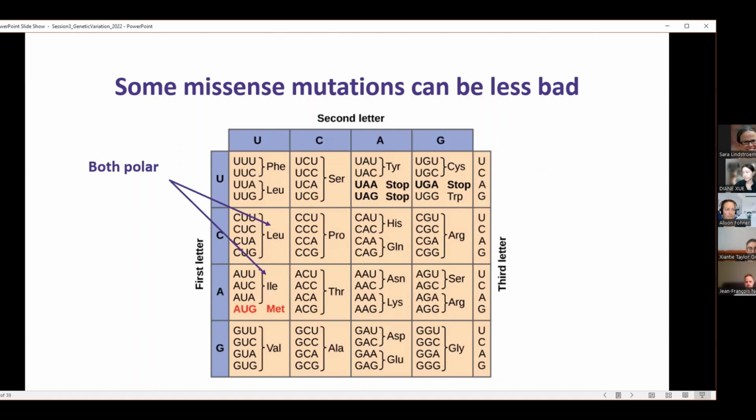Some of these mutations can be more or less bad depending on the type of amino acid that's swapped. So what I've pointed out here is that changing from a leucine to isoleucine in terms of what amino acid is put into a protein sequence maintains the polarity of the amino acid. And so the effect of swapping out that amino acid is less severe than what we might expect for swapping a polar and nonpolar amino acid, for example. So a lot of this really detailed genetic information almost gets into chemistry a little bit, thinking about how these amino acids interact with each other.